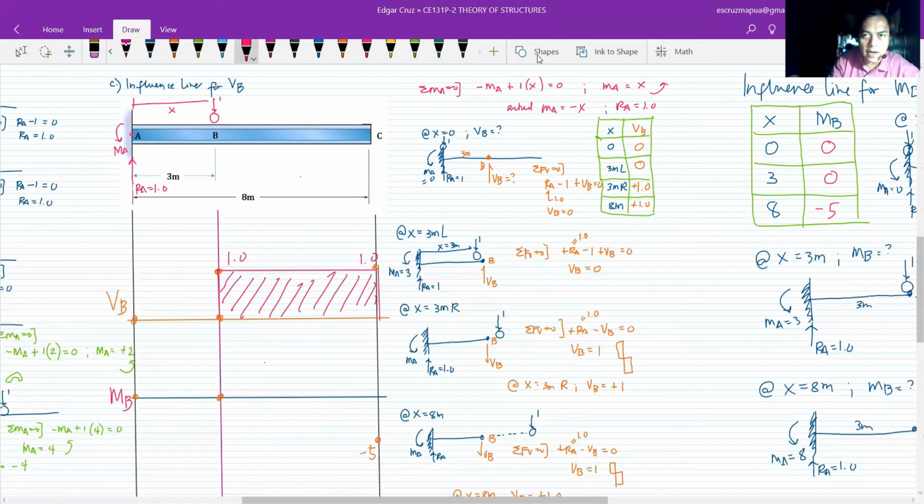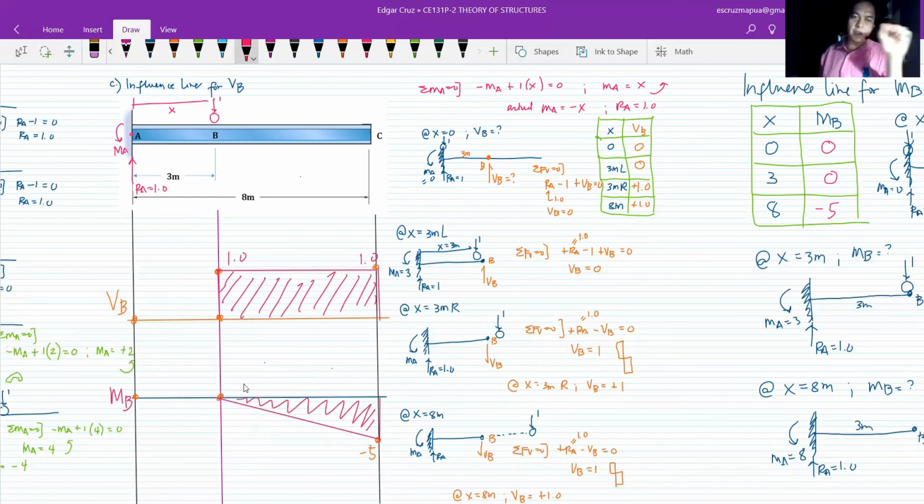So ibig sabihin, yung moment influence diagram natin dyan would be. Ayan. So, di bali, yan yung influence diagram natin for moment at B. 0, 0, negative 5. So, ano ibig sabihin uli niyan? When the unit load starts at the fixed support, tas magmo-move siya from point A to point B, the moment at B is 0. So, hanggat yung unit load hindi pa nakakarating sa point B, ang moment sa B, 0. Pero from the moment na makatungtong yung unit load sa point B, hanggang magpunta siya dun sa point C, ang moment sa point B increases from 0 to negative 5. Okay, so yun yung ibig sabihin ng influence line for moment at B.